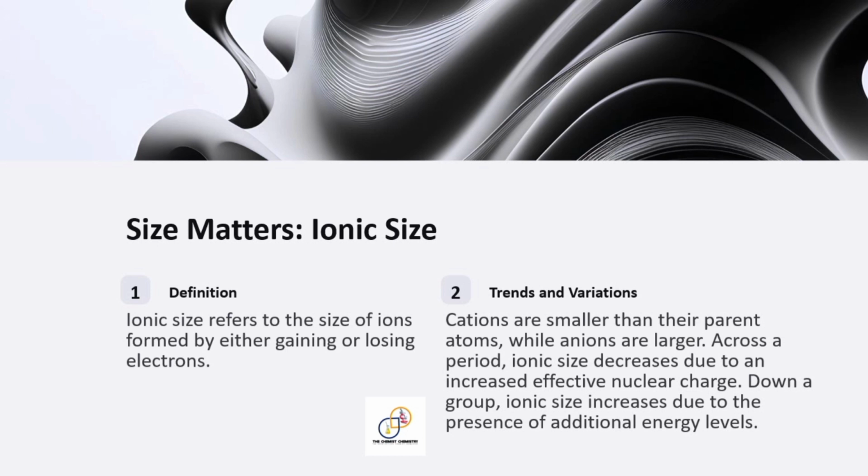For the ionic size, trend and variation, as I said, we have cations and anions. Cation is positively charged, anion is negatively charged. A cation is smaller than its parent atom. What we mean by that is anytime a given atom loses an electron, its size decreases. The moment it releases an electron, its size is smaller than before.